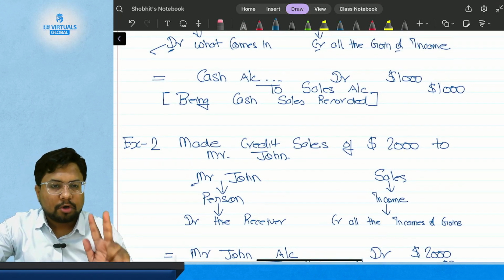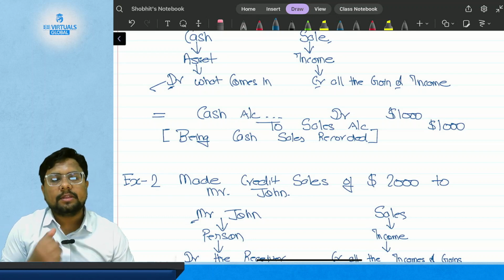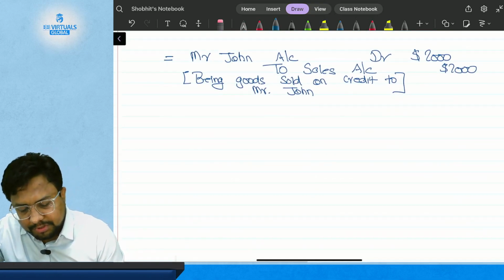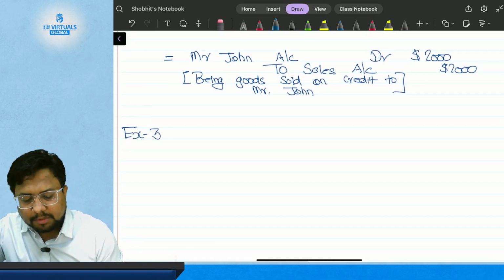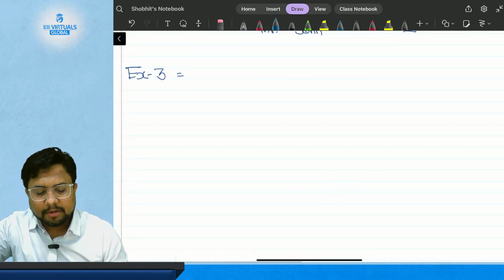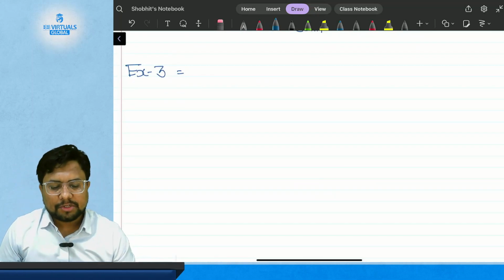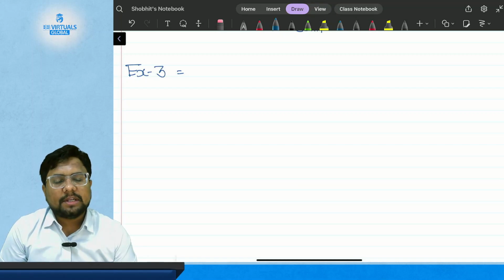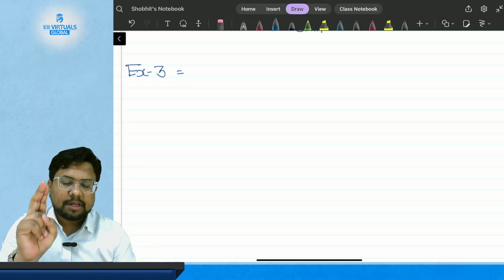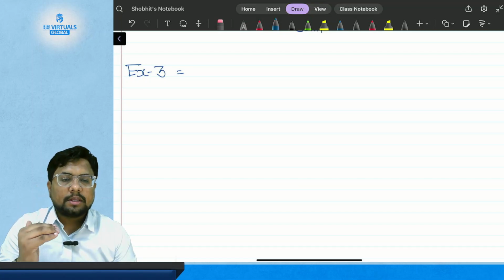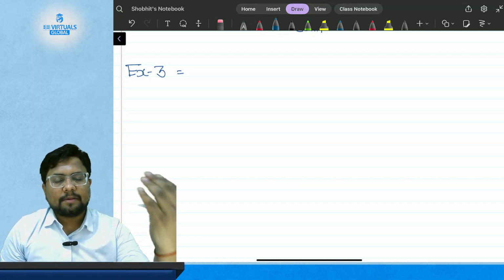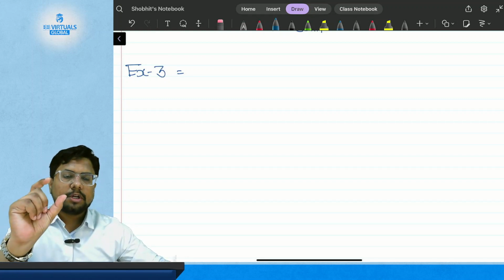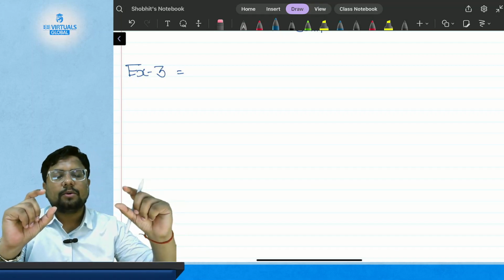So till now we have understood two illustrations where first one was regarding the cash sale and second one was regarding the credit sales. Now comes illustration number 3 or example number 3, which will be regarding the sales return. Okay, first before starting illustration 3, tell me, when it comes to sales return, who will do the sale return? There are two parties. First, whom I have sold goods on cash, and second, whom I have sold goods on credit.